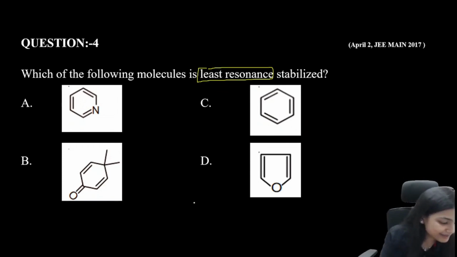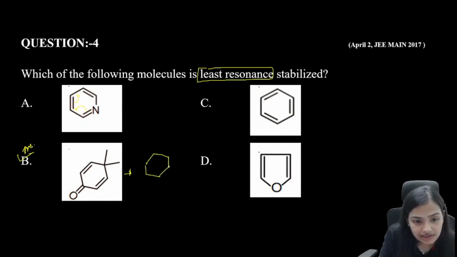Mark your answer. Option number B. Absolutely. Why? See, here we have a complete resonance. But when you see option number B, what do you have to focus on? See, here we have a double bond O. Definitely we will make it O negative and this will be positive.